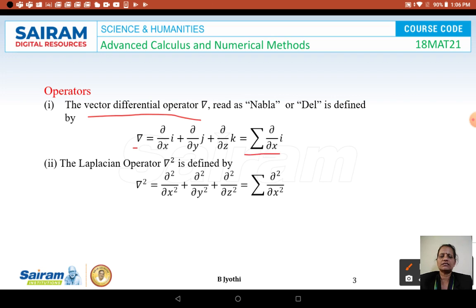It is simply written as summation of dou by dou x of i. The Laplacian operator nabla square is defined as nabla square or del square is equal to dou square by dou x square plus dou square by dou y square plus dou square by dou z square, which is equal to summation of dou square by dou x square. These are the two important operators.